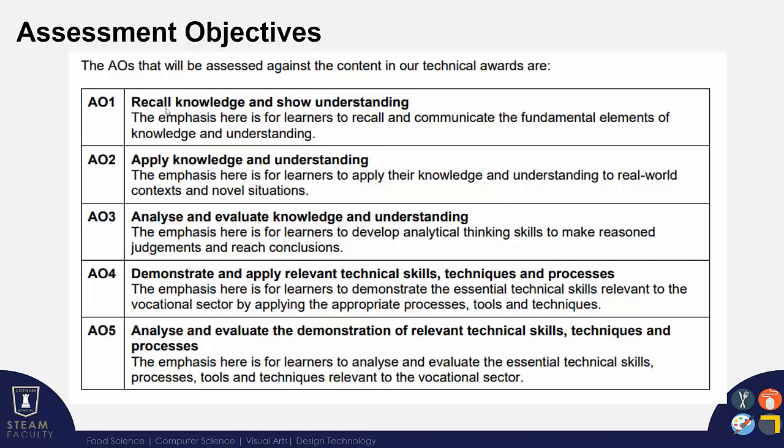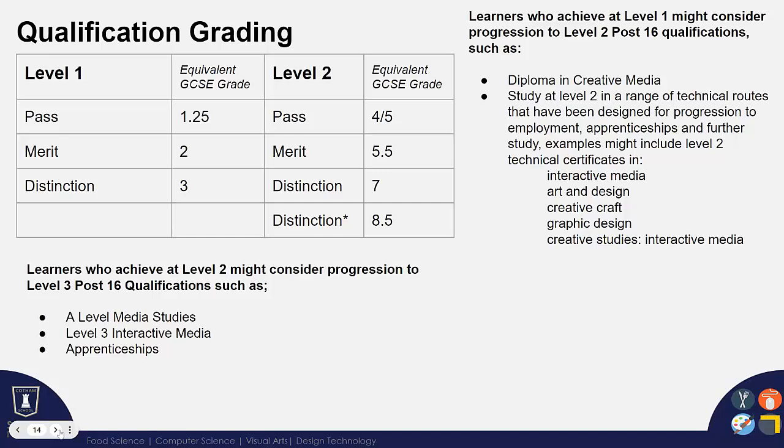The assessment objectives here: AO1 is recall, looking to recall and communicate elements of knowledge. Applying is AO2, so applying knowledge to a real world context. AO3 is to analyse and evaluate, to develop thinking skills to make judgments. AO4, applying technical skills to demonstrate the technical skills relevant to the vocational sector. And AO5, to analyse and evaluate the development of relevant technical skills, to review and analyse those technical skills that were utilised and developed.